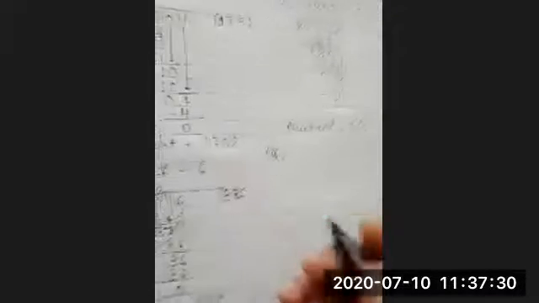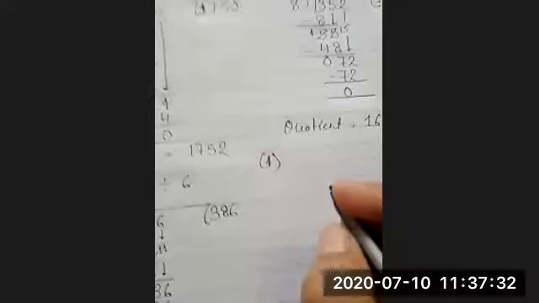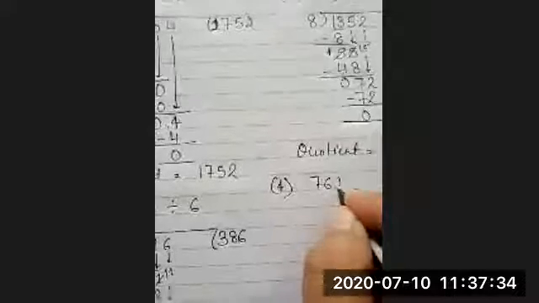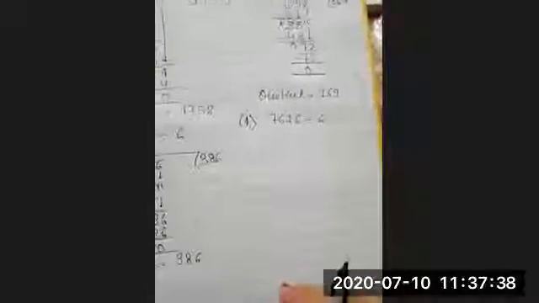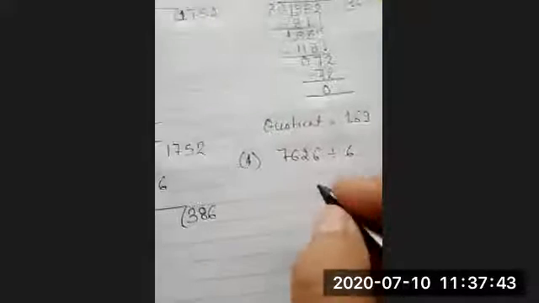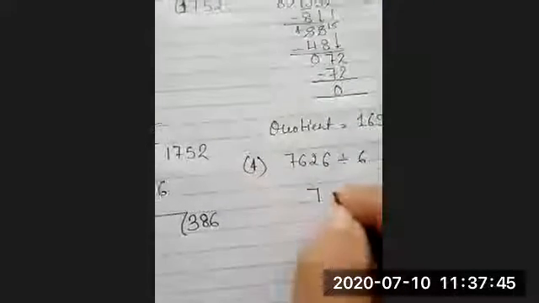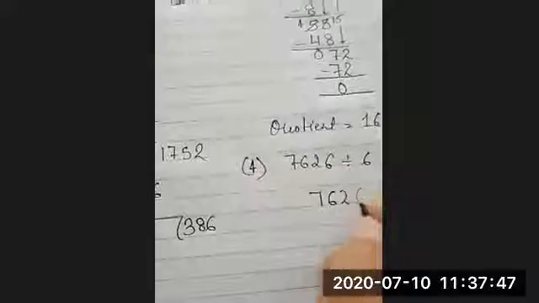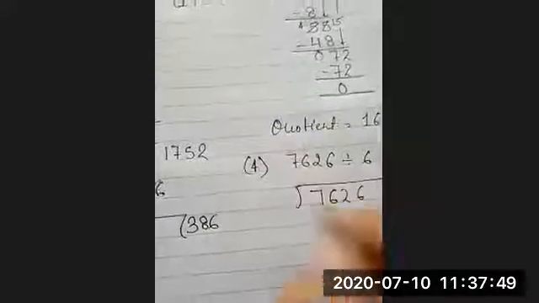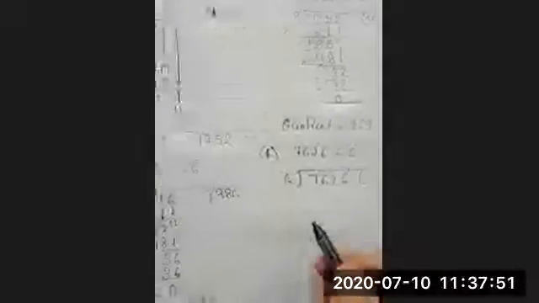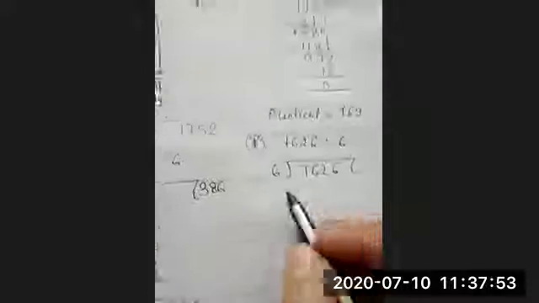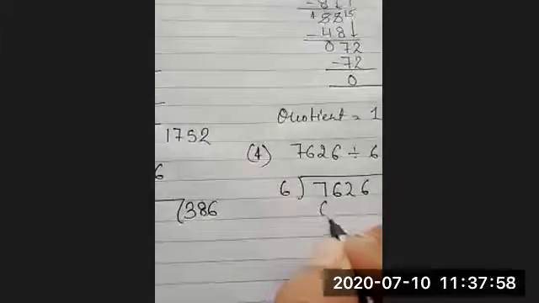Yes, let's start the question number 4. Question number 4 is 7,626 divided by 6. So what is the dividend here? That is 7,626. And what is the divisor here? That is 6. Now 7 is greater than 6, so we will divide it by 1. 6 1s are 6.